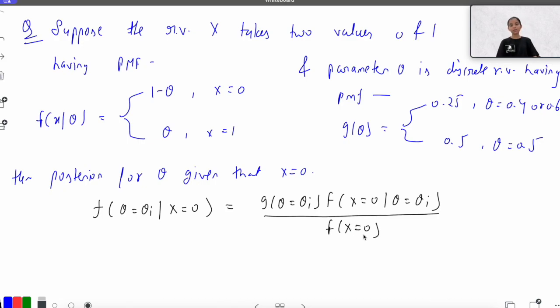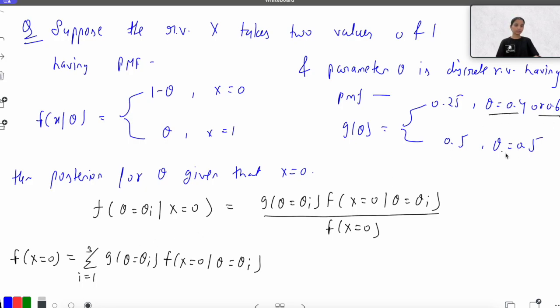So the first thing that you need to calculate here is the marginal corresponding to x equal to 0. What will it be? It is just by the addition theorem of probability. It will be the summation of g of theta equal to theta i times f of x equal to 0 given theta equal to theta i, for i equal to 1, 2, 3, because I am having 3 theta values. Now let's look at them one by one.